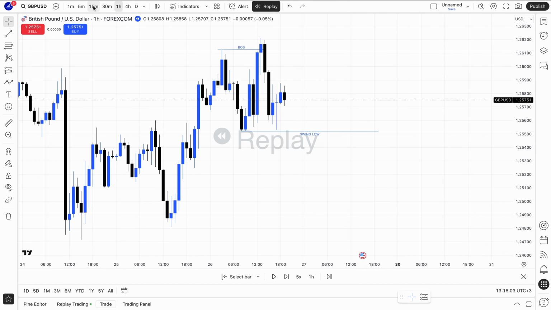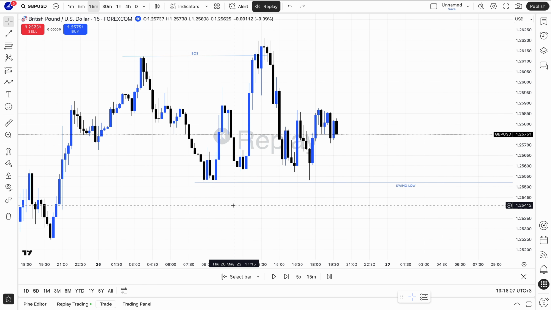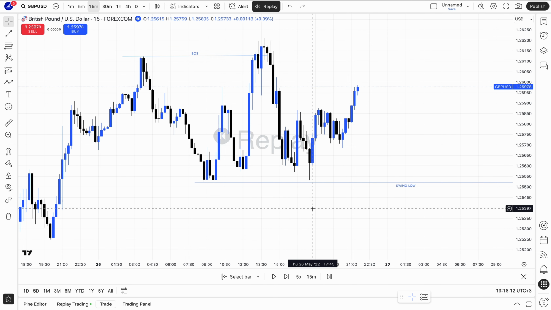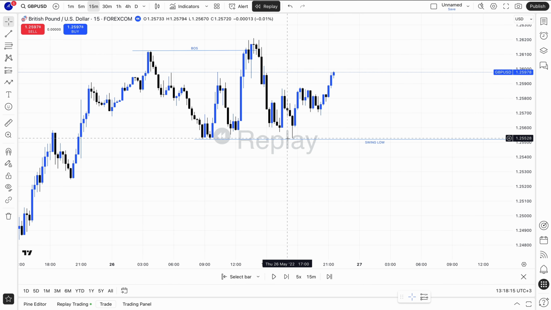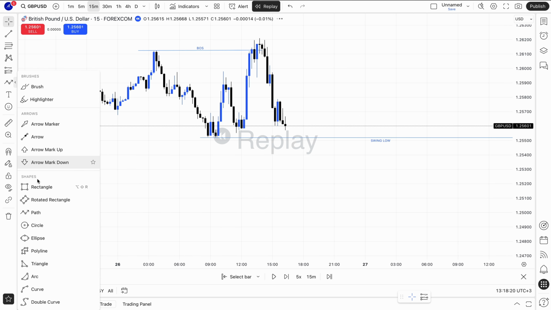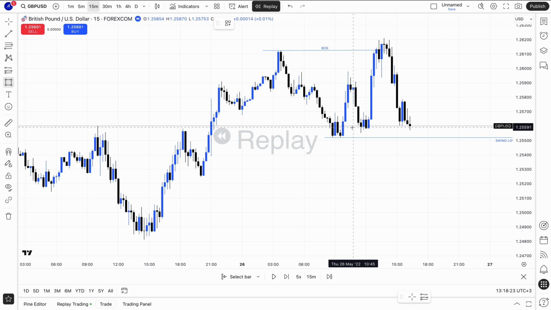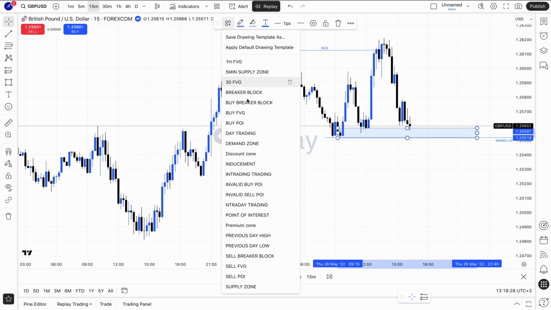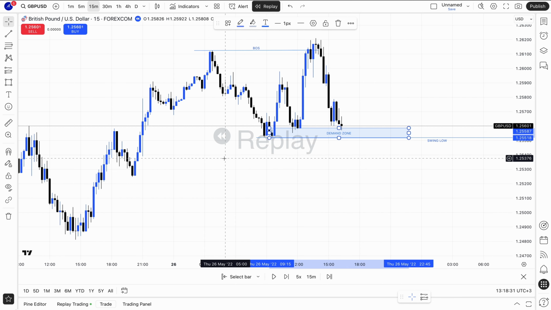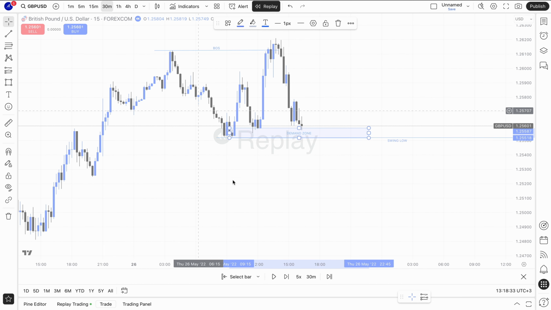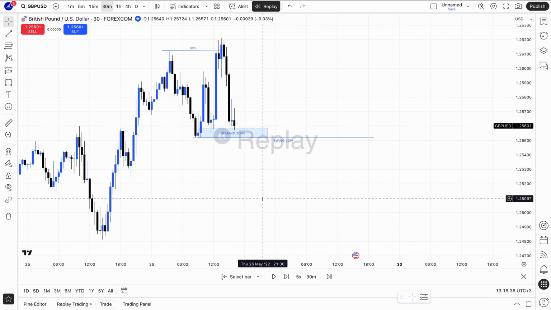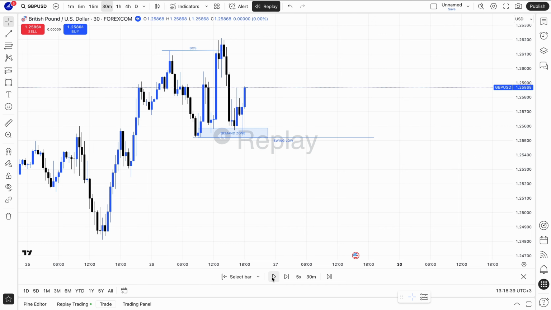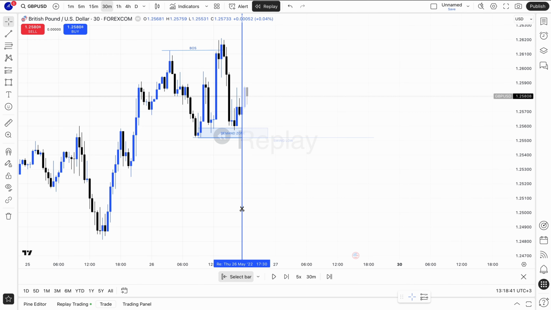Then we go 15 minutes for our internal structure. And we have our demand zone just below here. Then you go through 30 minutes for our entry confirmation. Then you get that entry confirmation.